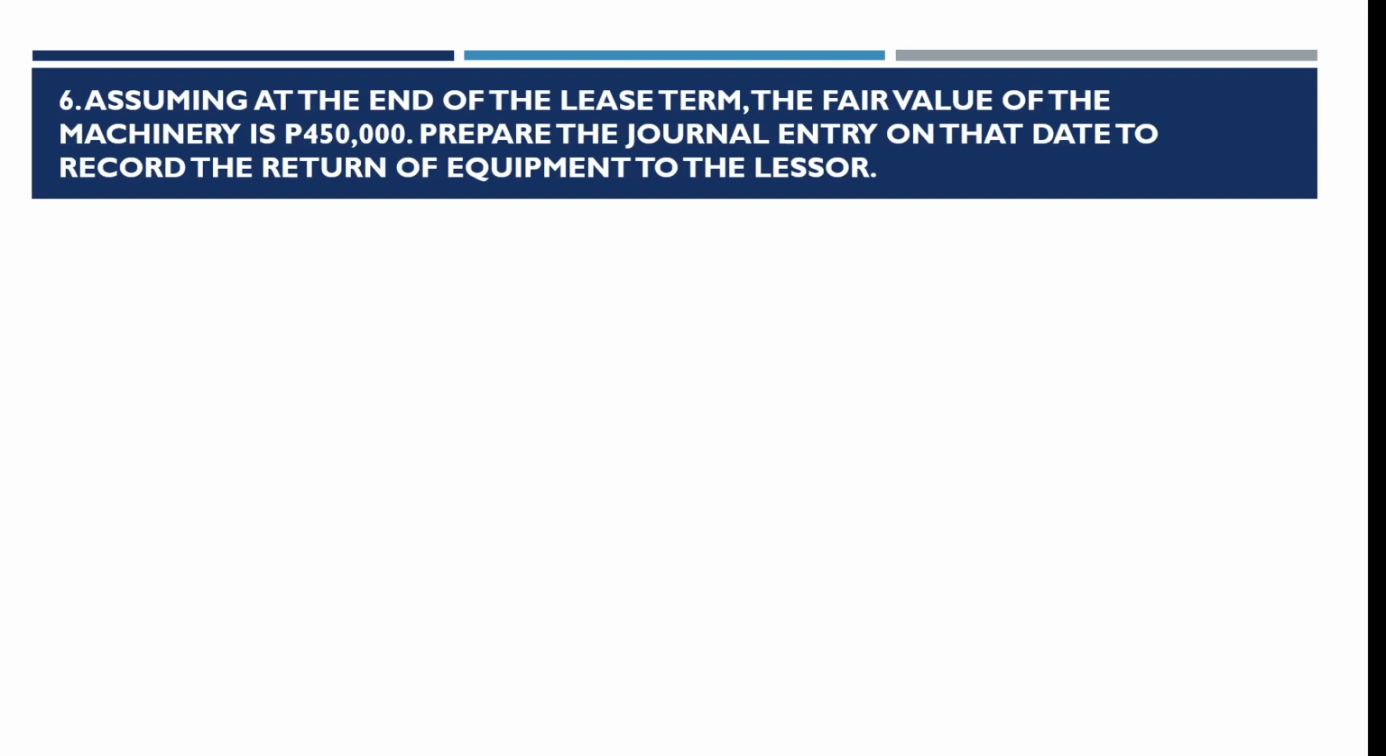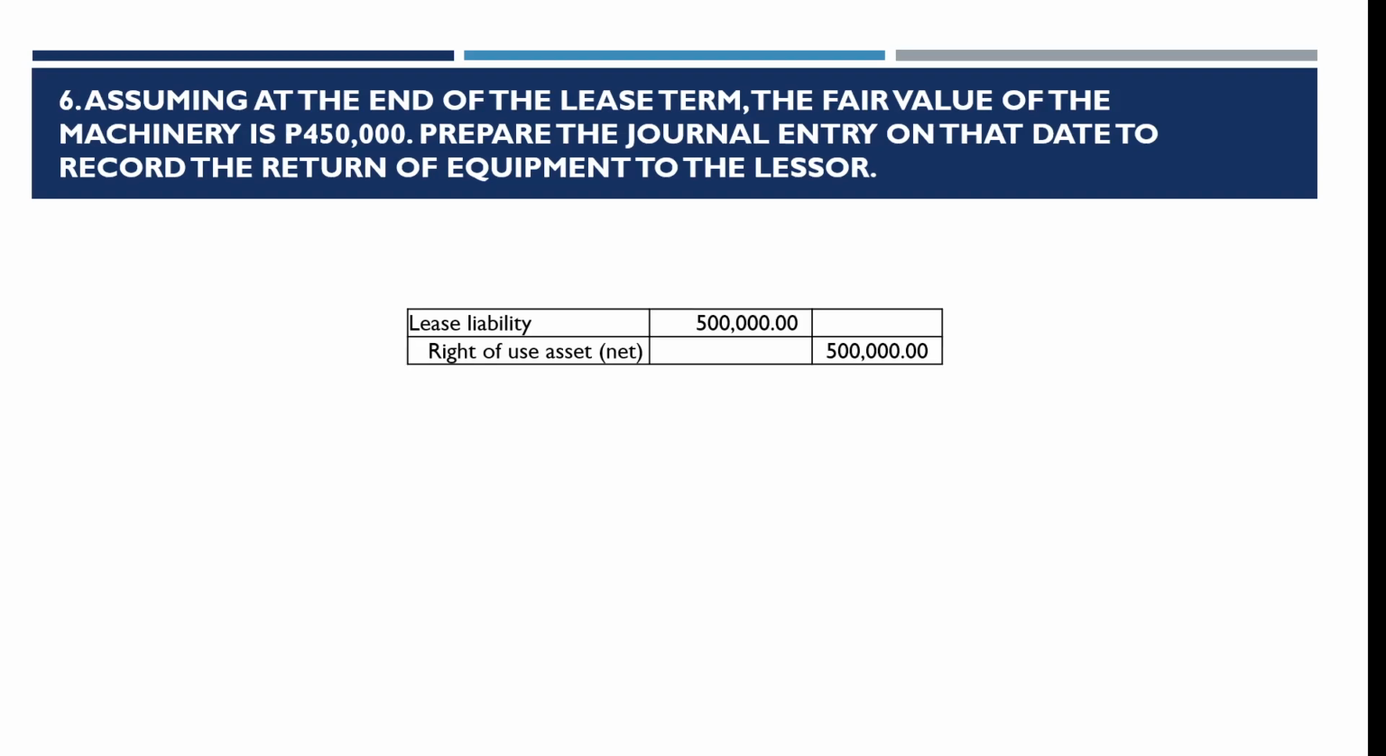O, magkano naman ang fair value ngayon? 450,000, which is lower than the guaranteed residual value. So, ano journal entry natin dito? Kokopyahin nyo pa rin naman yung journal entry natin na normal, which is debit the lease liability and credit the right of use asset. Okay?